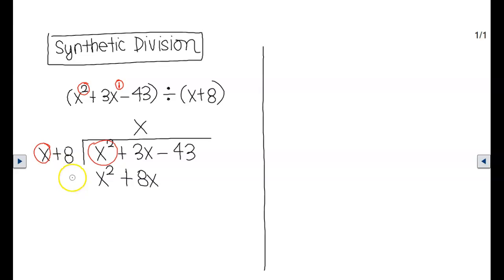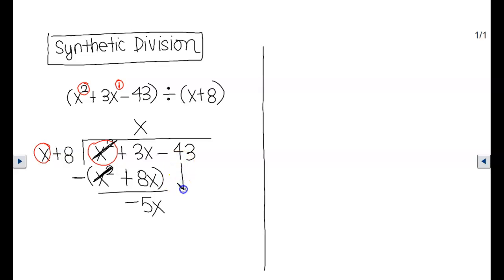Now, here's that step that I warned you was kind of dangerous, the subtraction step, because you got to remember you're subtracting both of these terms. So you're subtracting x squared and you're subtracting 8x. So x squared minus x squared cancels both of those out. And then 3x minus 8x. 3 minus 8 is a negative 5. So I get a negative 5x from my subtraction.